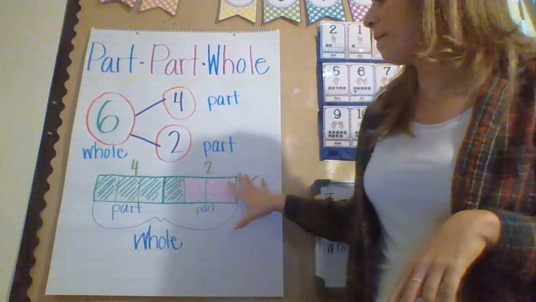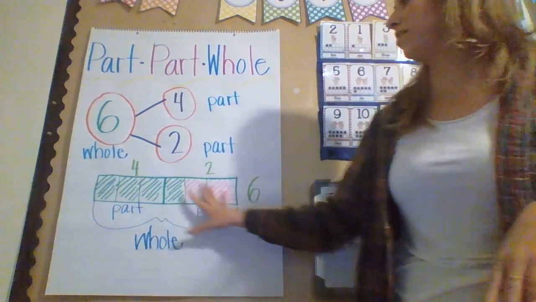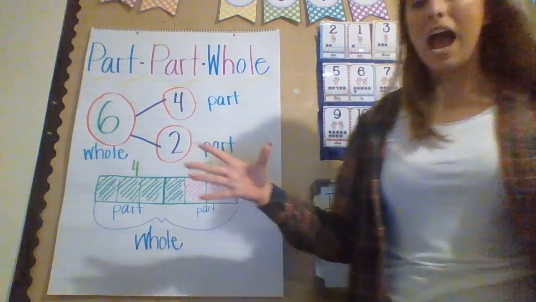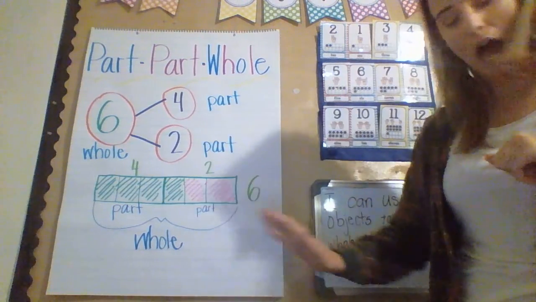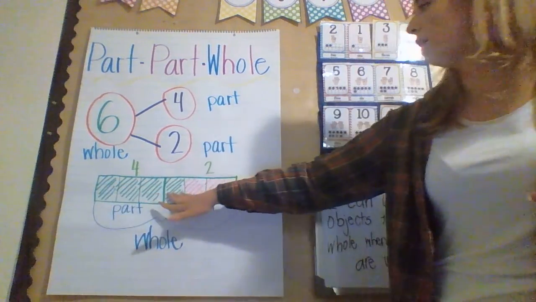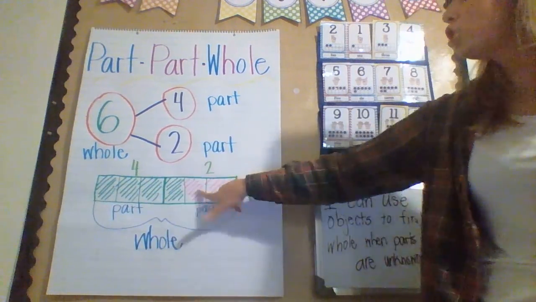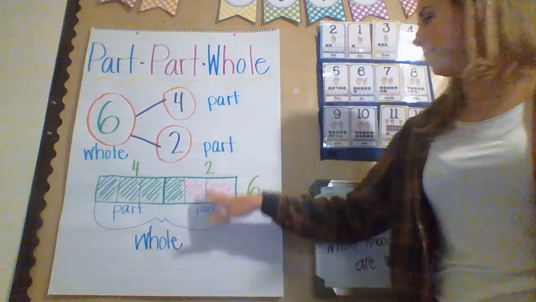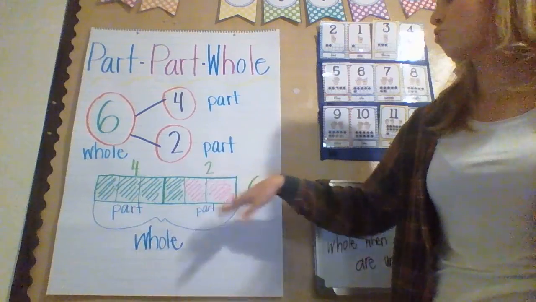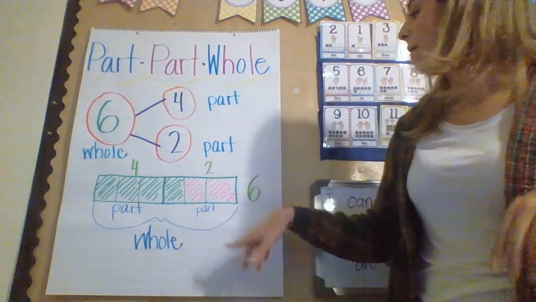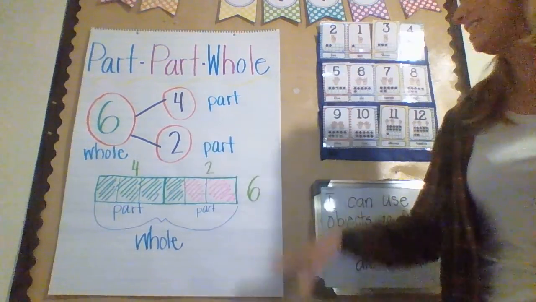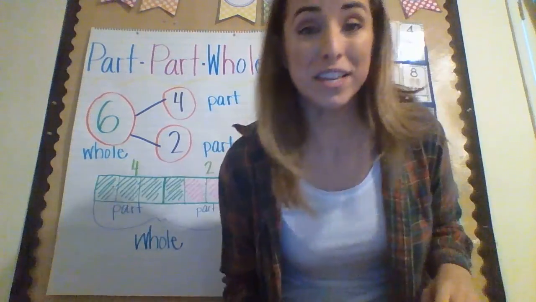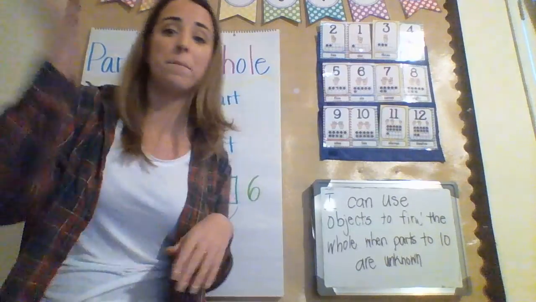All right, now let's think about it if we had our cubes in front of us, our manipulatives. You can't really see it that well, but I put 4 green together and 2 pink. So my first part is 4. My second part is 2. I put them together. My whole is 6. Okay, for this next part, I'm going to pause so I can flip my anchor chart.